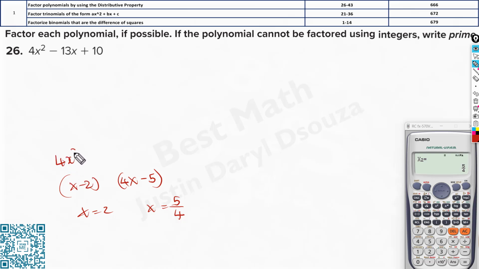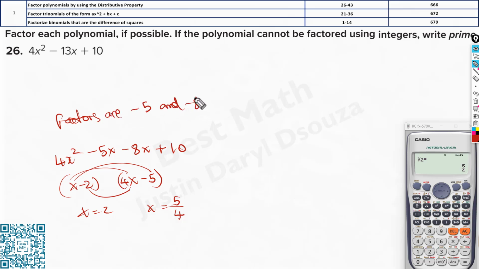Multiply them up, 4x squared here, and then it'll be negative 5x minus, sorry, I was confused a bit. So x times 4x is 4x squared, x times minus 5 is minus 5x itself. Then minus 2 times 4x is minus 8x. And lastly, we have minus and minus is plus 10. So this is it. Factors are minus 5 and negative 8.